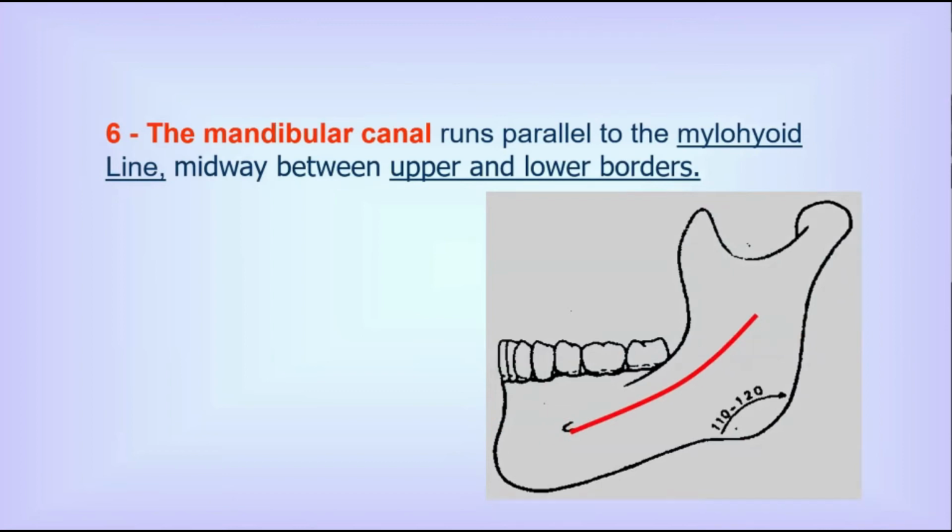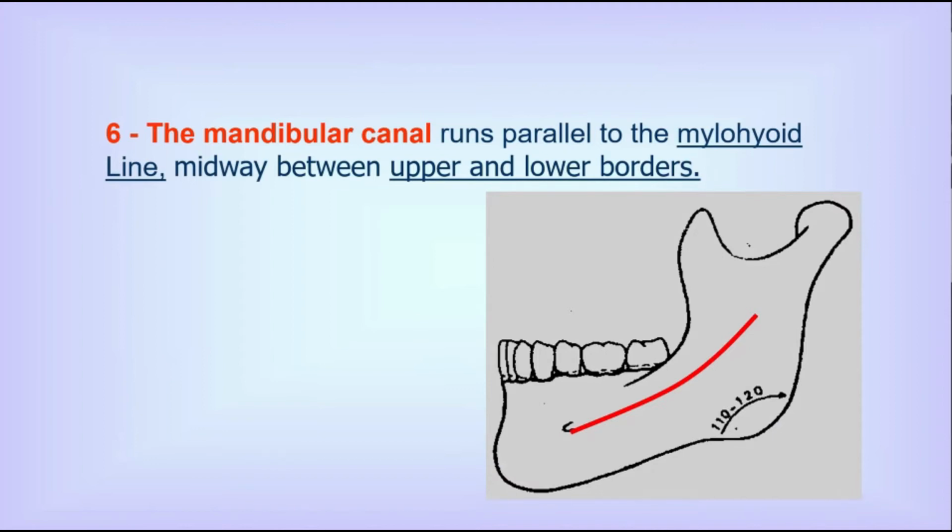The mandibular canal runs parallel to the mylohyoid line, midway between the upper and the lower border. So remember, the mandibular canal is always related to the mylohyoid line. It is running parallel to the mylohyoid line, but now the canal is in the midline of mandibular height. The mandible has developed in height, in depth, and in width, but now the mandibular canal is running just at the middle of the body.